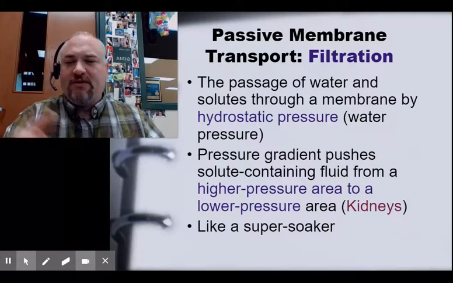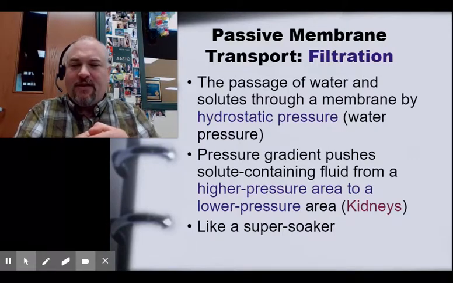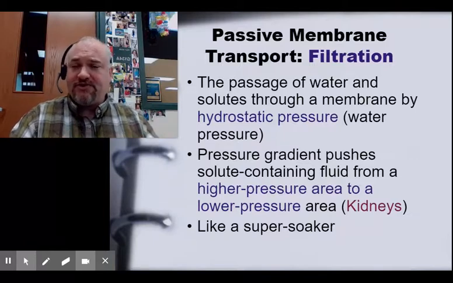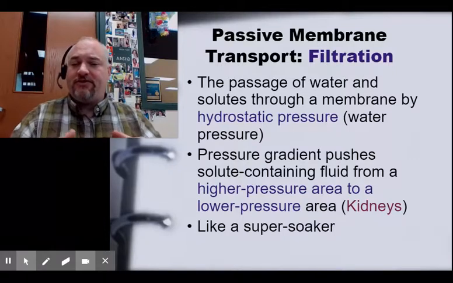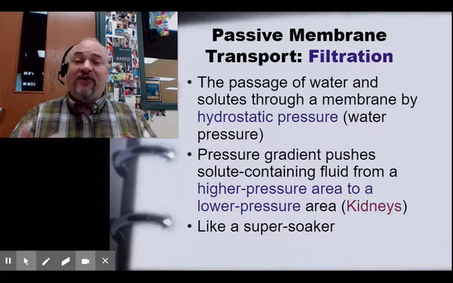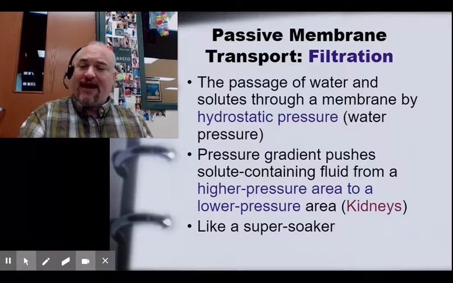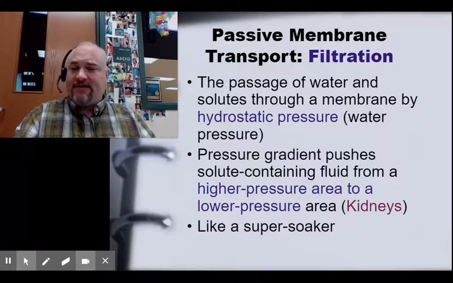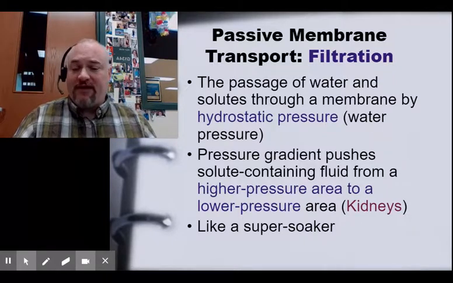If you squeeze a balloon, you can make more water come out of it faster because you're increasing the pressure. So the pressure gradient, not concentration gradient, but high to low pressure, will push the fluid across from high pressure to low. This is what happens in our kidneys. We filter our blood in our kidneys. The blood in the kidneys is under higher physical pressure than the areas that collect the urine, so it will force material from the blood into that urine collection area where we can then filter it out.